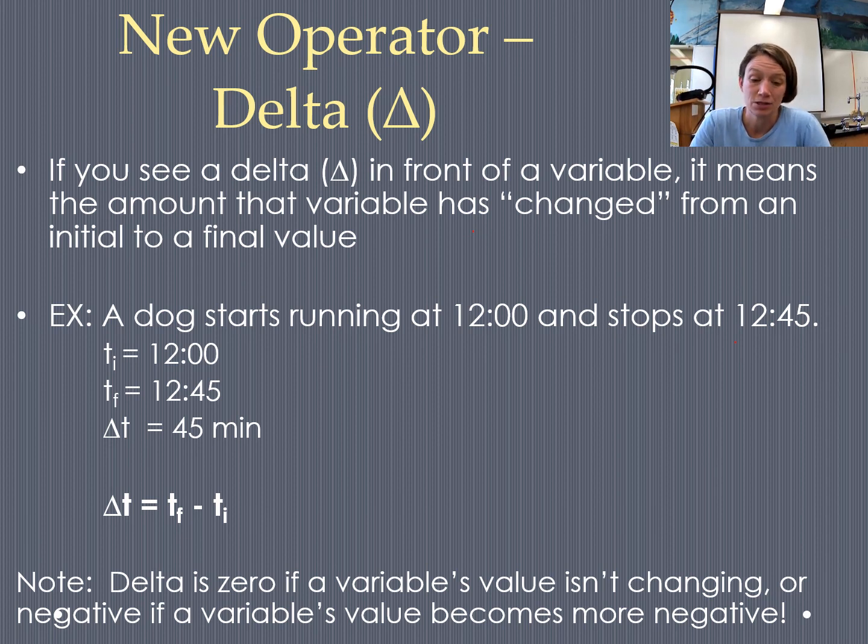One note about delta. Delta of anything can be 0 if the variable's value isn't changing. So if you start the day with $9 and you end the day with $9, your delta money is still 0 because nothing has changed from the beginning to the end. So delta can have a 0 value, and delta can also have a negative value. So same example, if you started with $9 and you end the day with $6, your delta money is going to be -3 because your money went down. And so a negative delta reflects the fact that a variable is becoming more negative or going down.